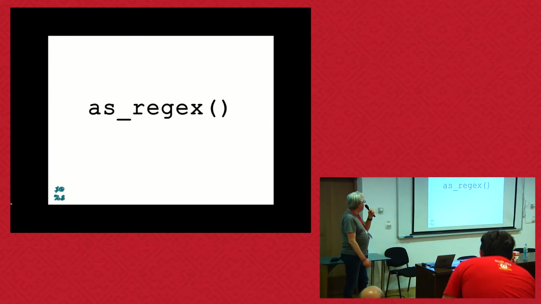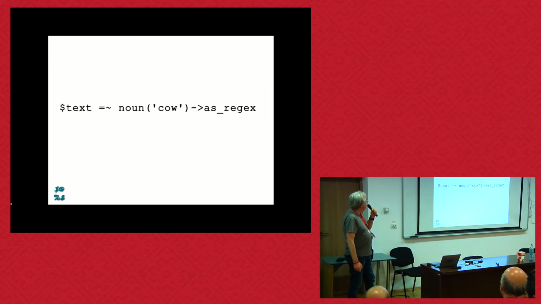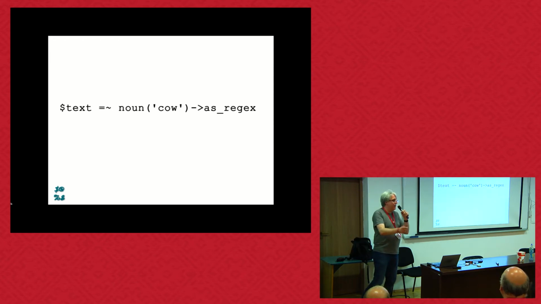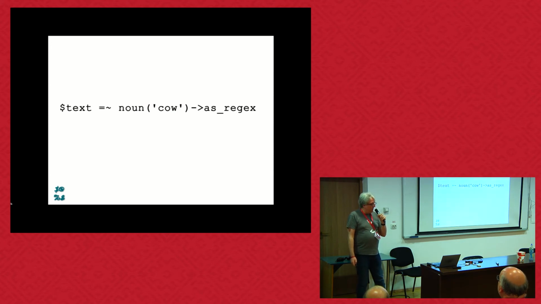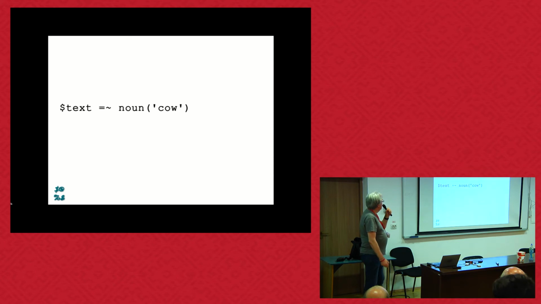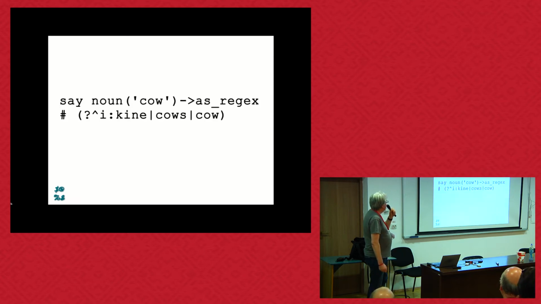It has a wonderful thing in there called as_regex. So you can match a text against a noun as a regex to find out whether that text contains that noun in any of its forms. In fact, if you use it in a regex form, you don't actually need to call as_regex explicitly. The reason why I use cow as the example is because it's one of many words in there that understands Old English as well. Kine is an Old English word that means cattle. So there you go, you've actually learned something interesting from the talk.